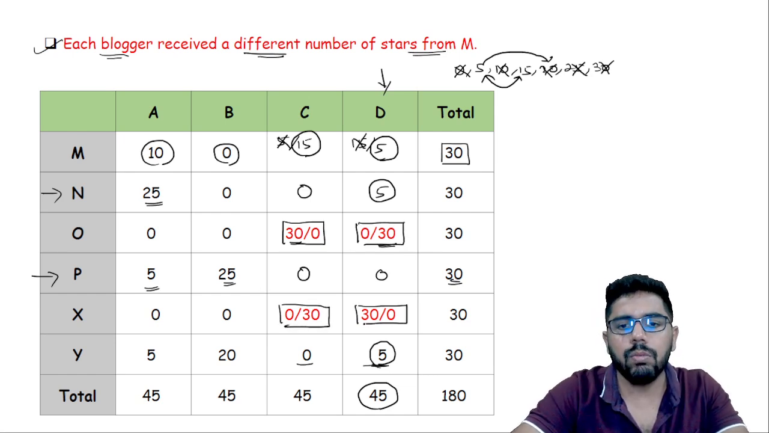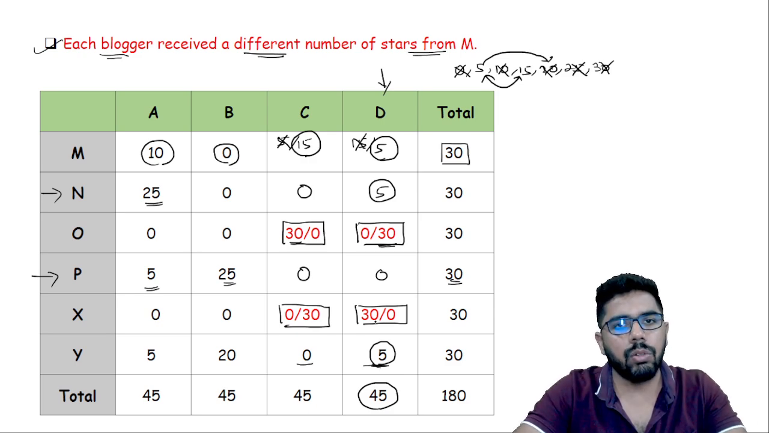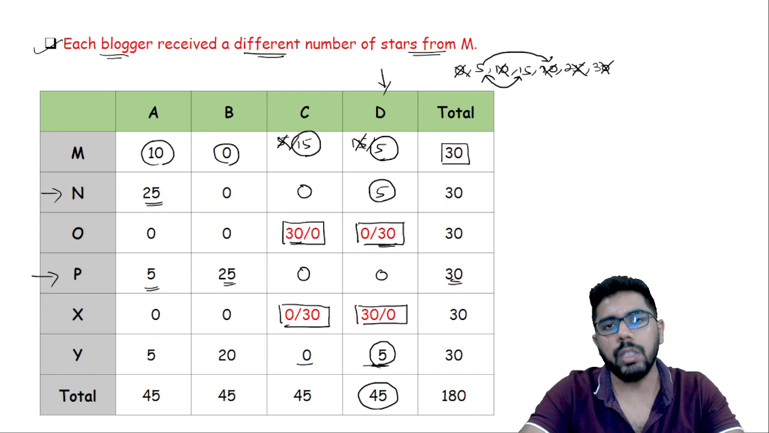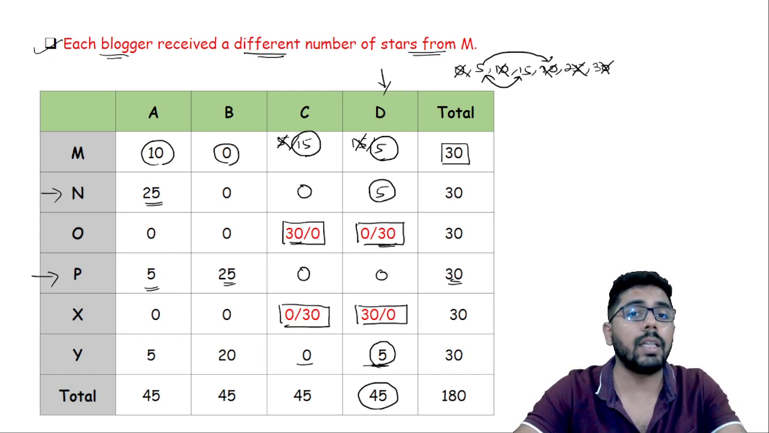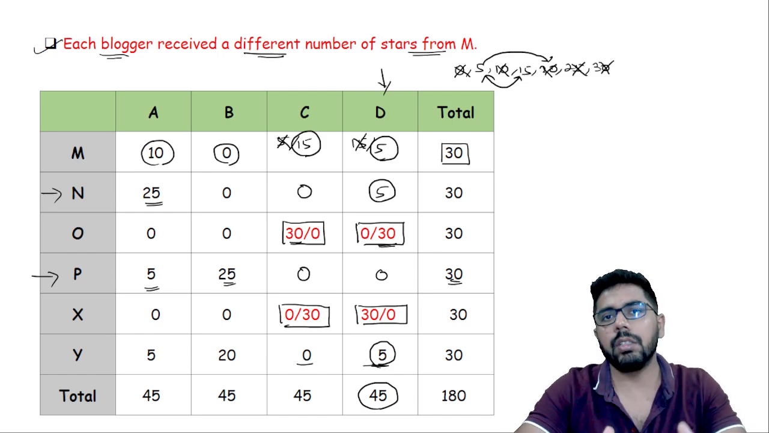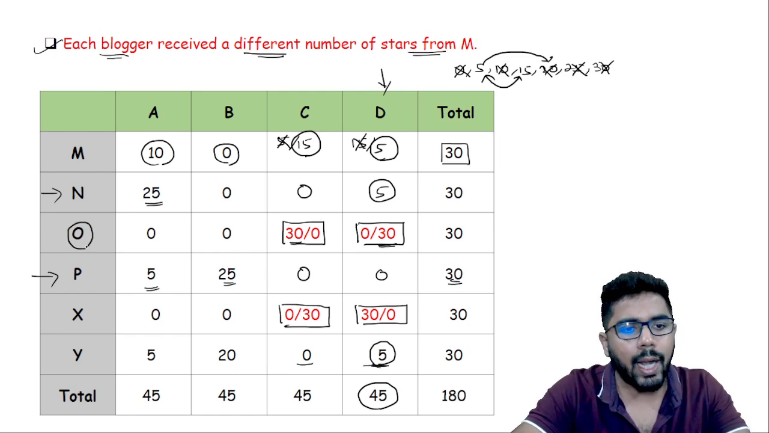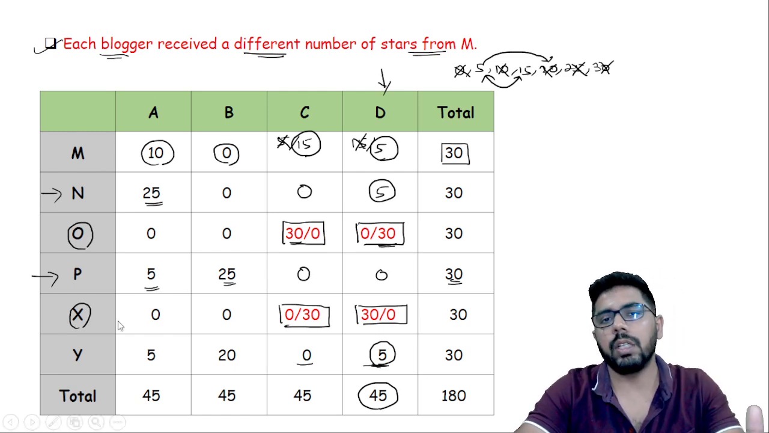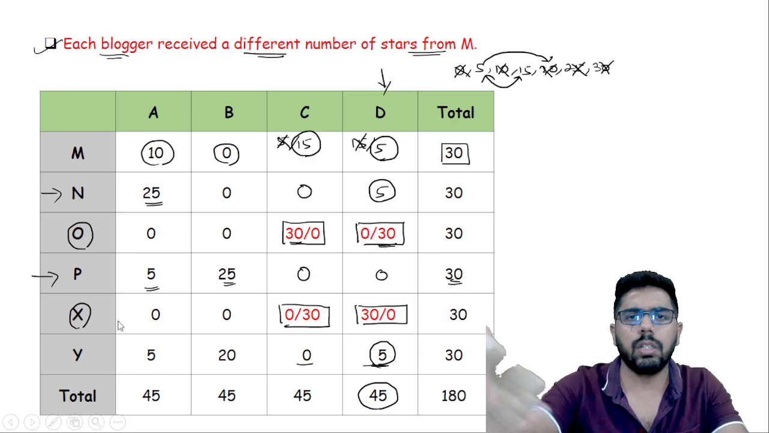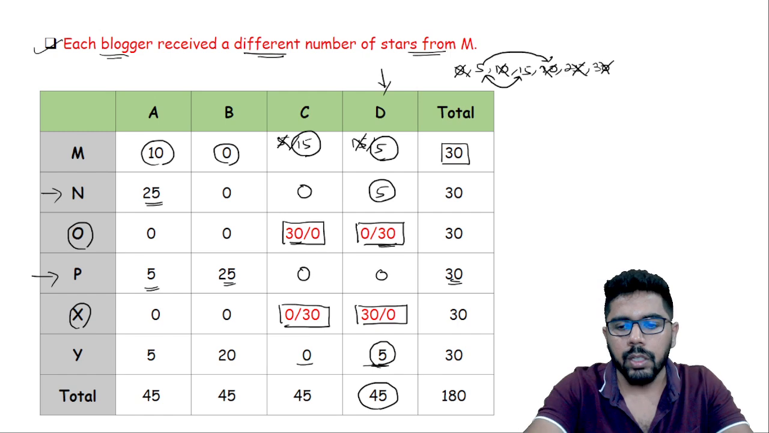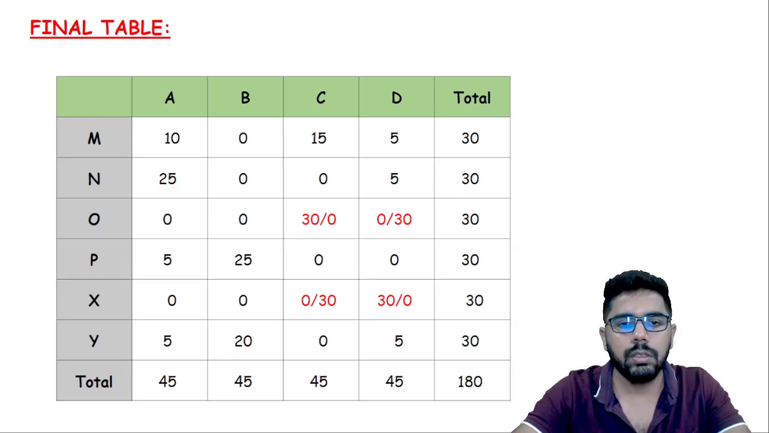We just know that one of them is going to give 30 to C and the other one to D, but which one we are not able to conclude at this point, and we don't have adequate information also. Additional information didn't clearly mention that. So we only know O and X. One of them is going to give 30 either to C or D, and the other one accordingly will be adjusted. So this is how the final table looks like.